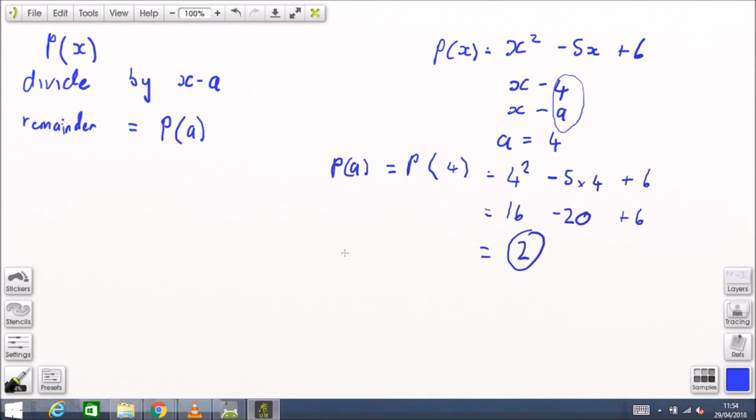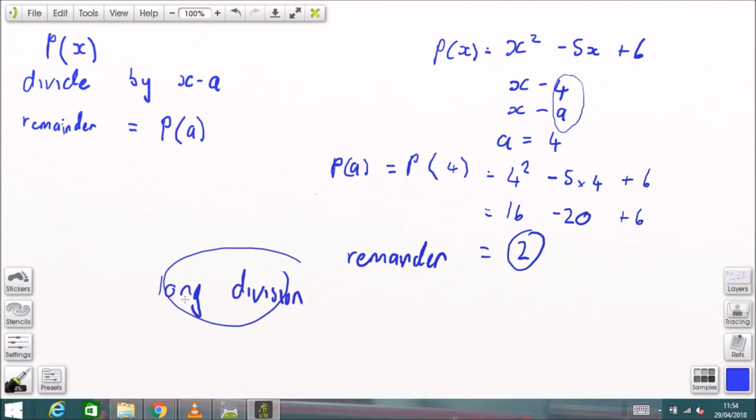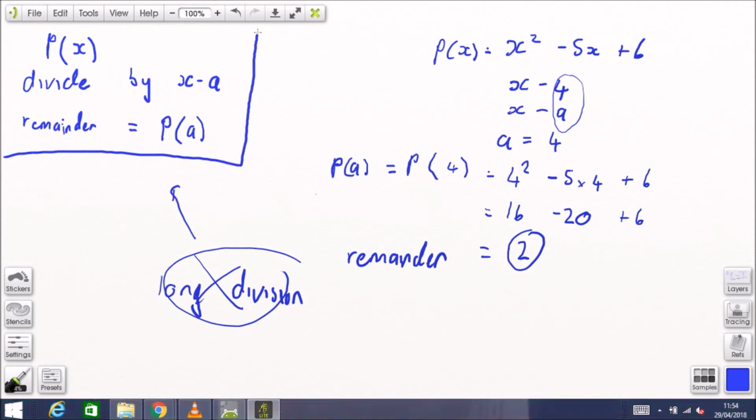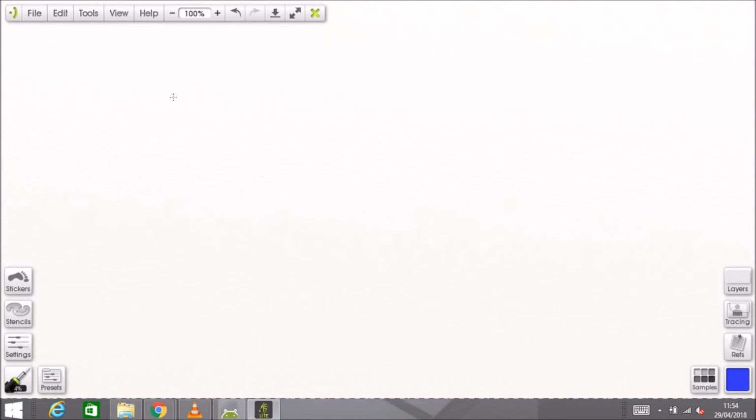So instead of doing all that long division stuff, we can just use our remainder theorem, which is this one here, and we don't have to do long division. We can just jump straight to the remainder by plugging a into our polynomial. Let's just make this a bit clearer. Here's an example. Let's do another example.